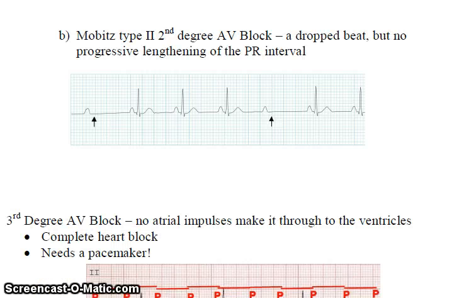The second type of second degree AV block is the Mobitz type 2. For this one, again, the atrial to ventricular contractions ratio is higher, so there is a dropped beat. There are more atrial contractions than ventricular contractions, but there is no progressive lengthening of the PR interval. So again, you've got the PR intervals that are the same, but then all of a sudden we have a P, but then no QRS complex. So there is a dropped beat, and this is a Mobitz type 2 second degree AV block where there is a dropped beat, but no progressive lengthening of the PR interval.